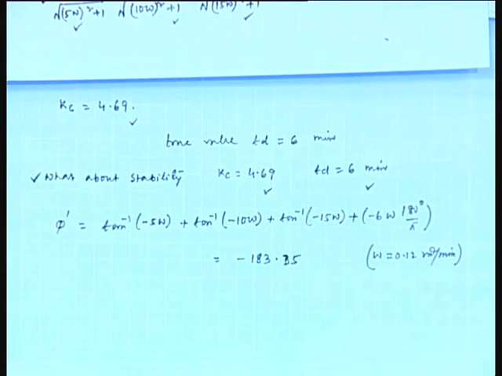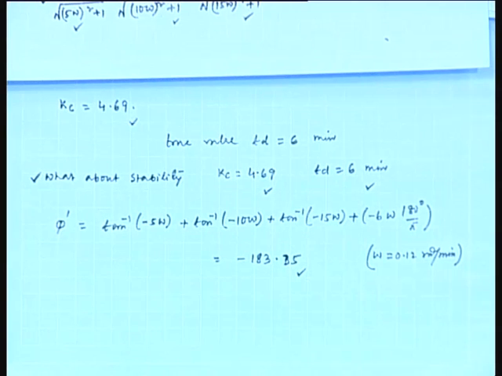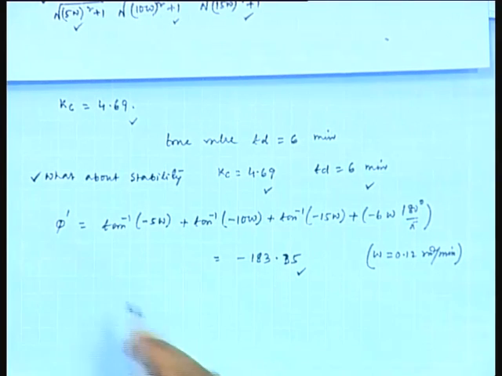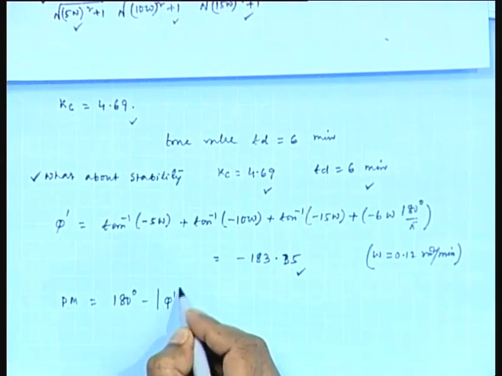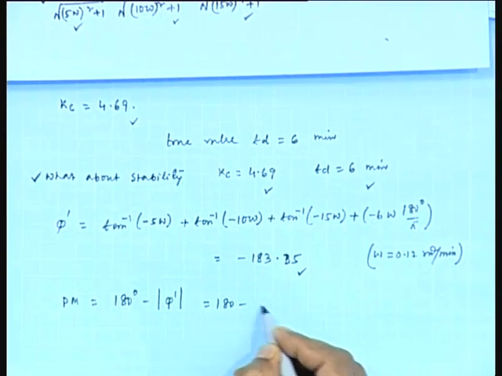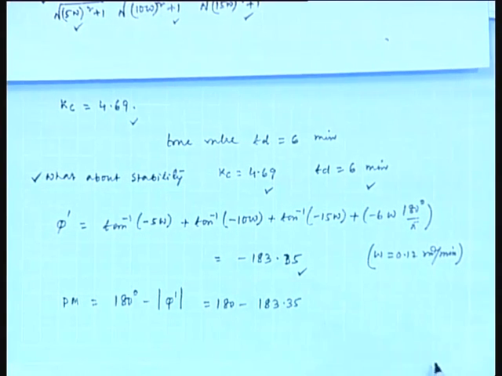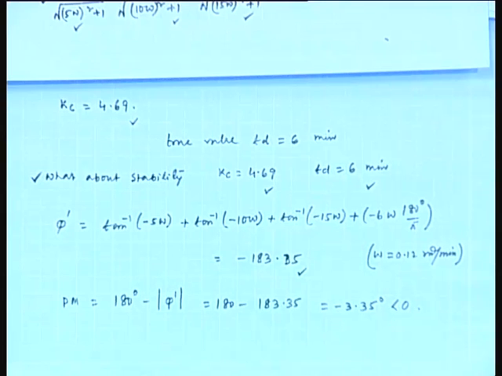Substituting omega equals 0.12 radian per minute, we obtain phi prime as minus 183.35. What about phase margin then? 180 degree minus absolute value of phi prime. So, 180 minus 183.35 is minus 3.35 degree, which is less than 0. So, what about stability? Unstable.